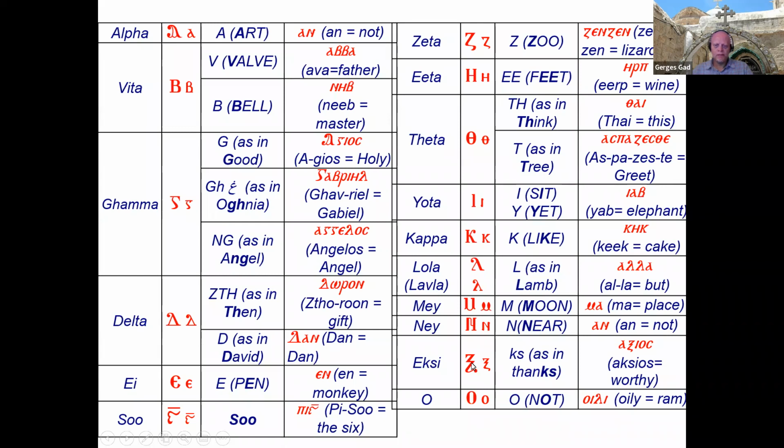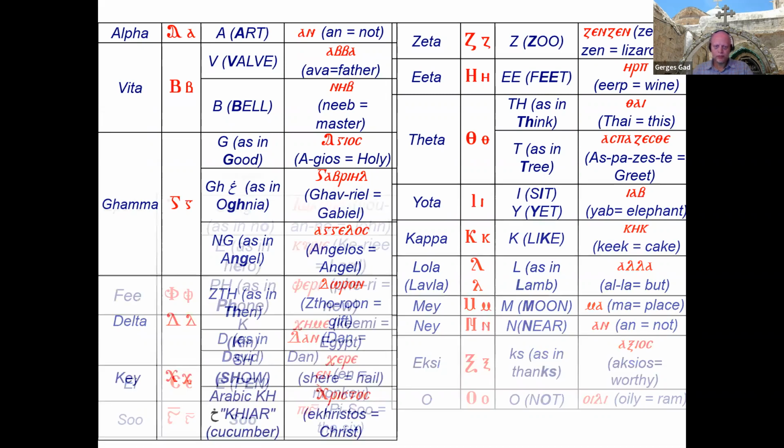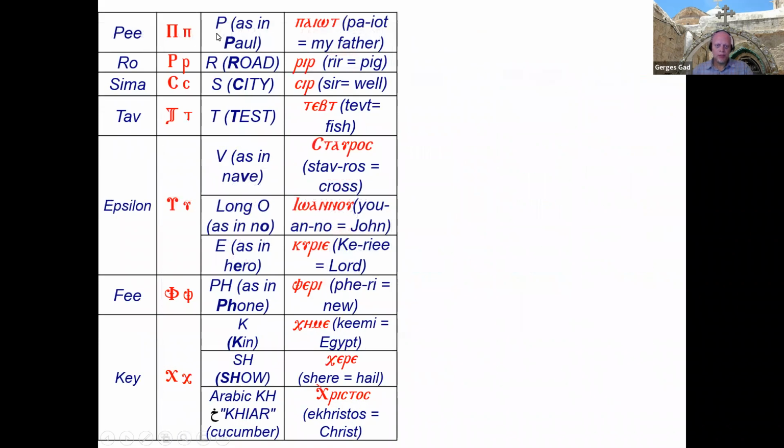Nay, N, Xe, which looks like two Z's on top of each other, is the X sound or the KS sound. O is O, it's a short O, like oily or like not. P is the P sound, Rho is the R, Sima, S, Tav, T, Epsilon, we spend quite a bit of time on the Epsilon. So Epsilon has three ways. If it follows an A or an E, it's a V. If it follows an O, you get a long O sound. And anything else, it is an E.